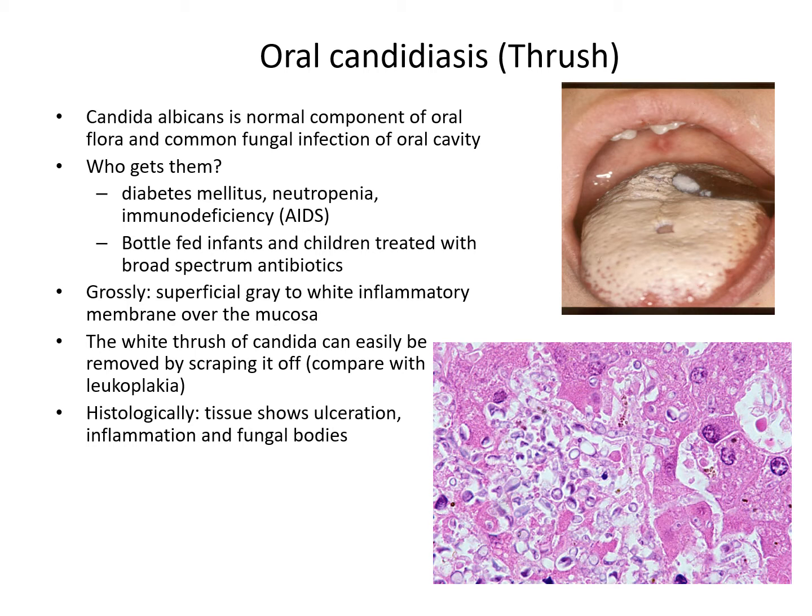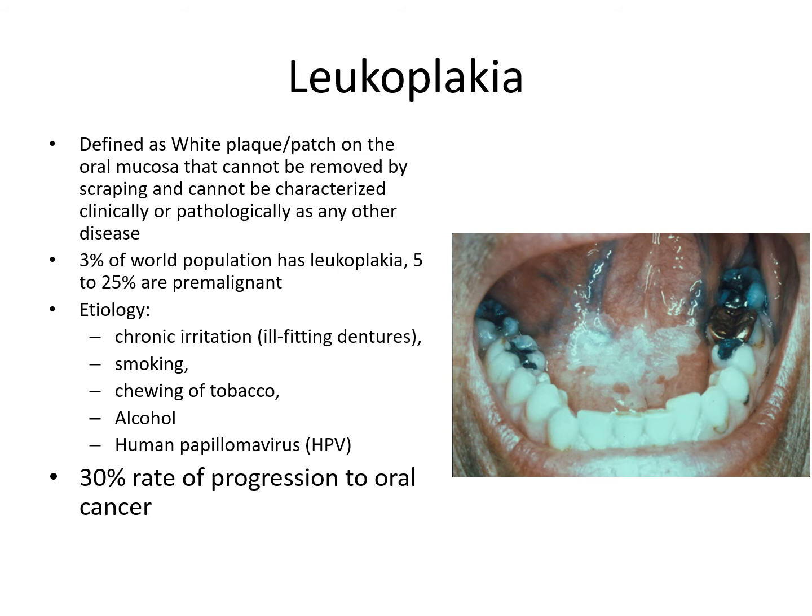Grossly, you can see in the picture there's superficial white inflammatory membrane over the mucosa, and this can be scraped off. Compare this with leukoplakia, which we will see in the next section. Histologically, there are fungal bodies and there's inflammatory cells with ulceration in the tissue. Leukoplakia is a lesion in the oral cavity that is defined as a white plaque or patch on the oral mucosa that cannot be removed by scraping and cannot be characterized clinically or pathologically as in any other disease.